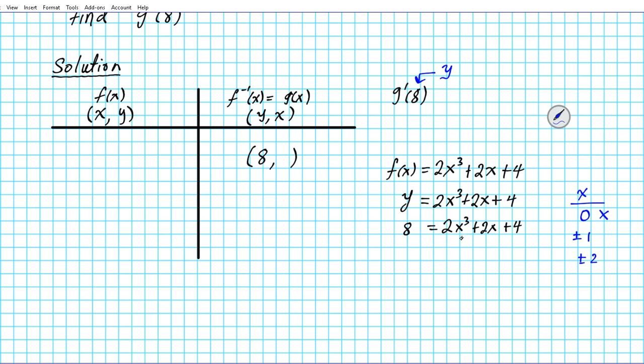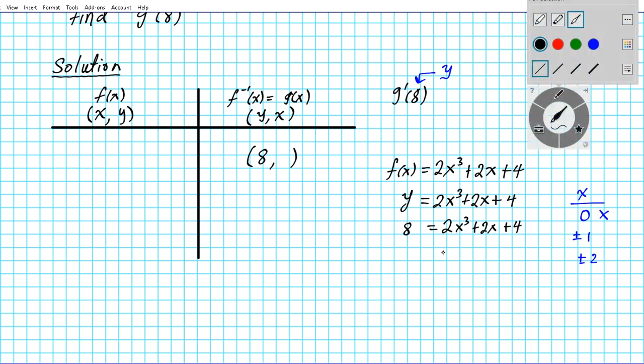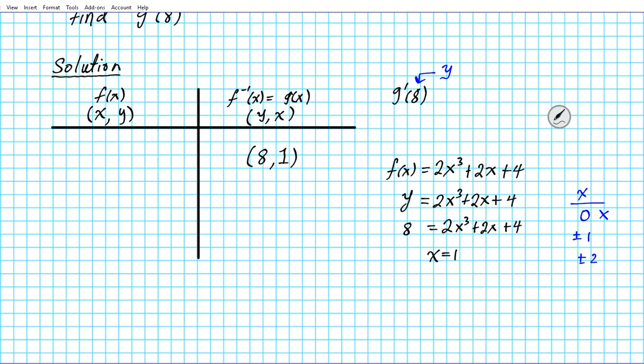How about we try positive 1? If you put in 1 here, 2 times 1 to the third is 2, plus 2 times 1 is 2, 2 plus 2 is 4, 4 plus 4 is 8, exactly what we want. So what we need for this problem is x equals 1. Okay, when x is 1, then this equation right here is true. Okay, so let's put a 1 right there. So we just use a guess and check method. In most cases, when you see problems like this involving inverses, it's very easy to use the method of exhaustion to determine what the correct x value is.